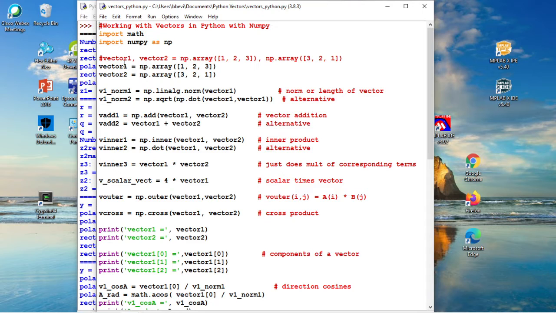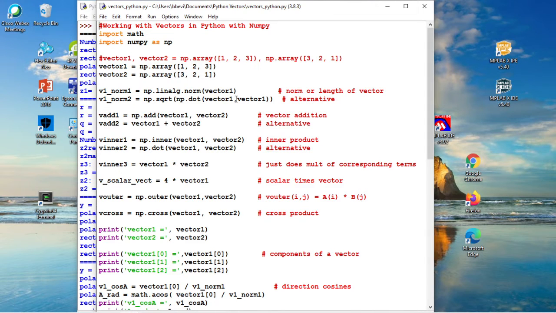So here are two ways to assign vectors. You can do like two vectors in one line. So vector 1 is this, vector 2 is that. Or you can do it separately. Vector 1 equals the array 1, 2, 3. Vector 2 equals 3, 2, 1.